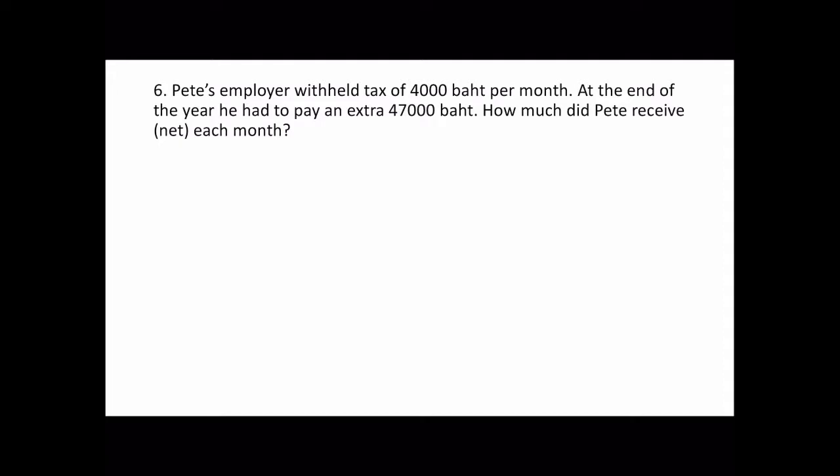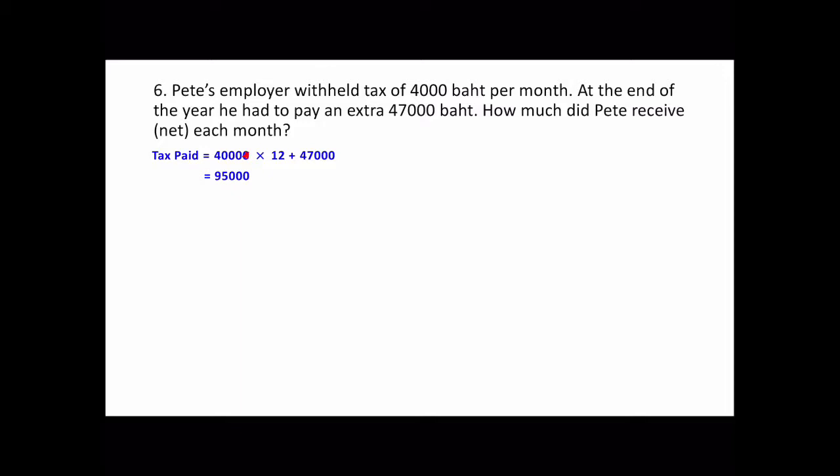So first of all, work out how much tax he actually paid for the year. So that's the 4,000 times 12. Sorry about that. 4,000 times 12 plus 47,000. So 95,000 is how much tax he paid for that year.